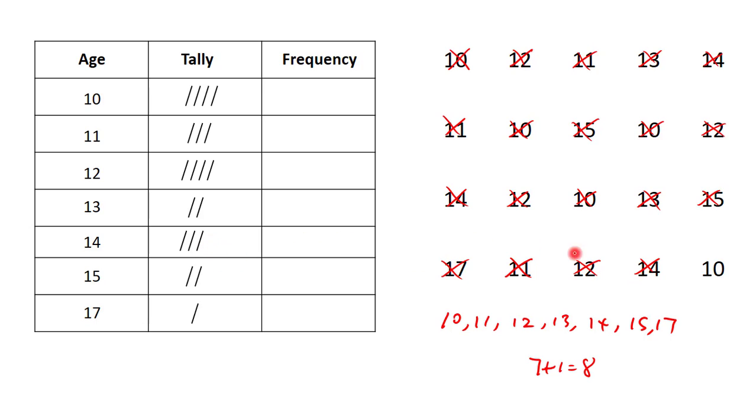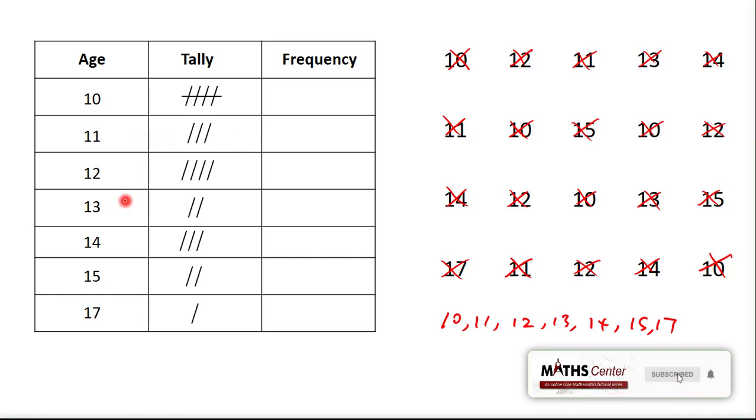And the last one is 10. When we look at the tally for 10, we already have 4 strokes. So the fifth one will be used to cross the 4 that we already have. So we have gone through the data and we have counted the number of students that corresponds to each of these ages. We are now done with the tally.